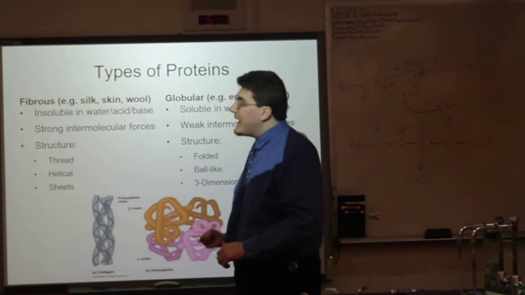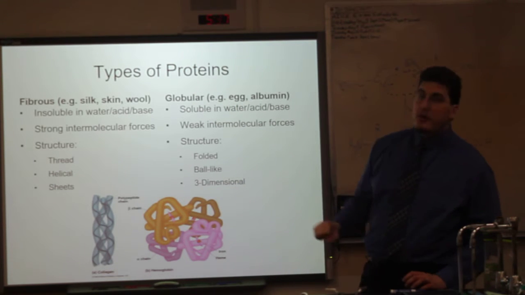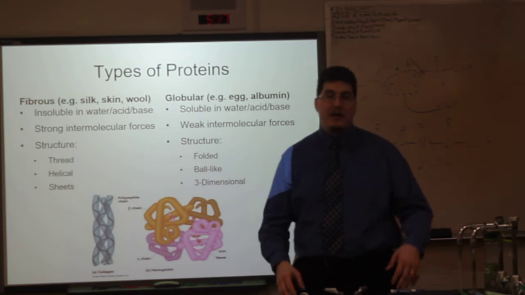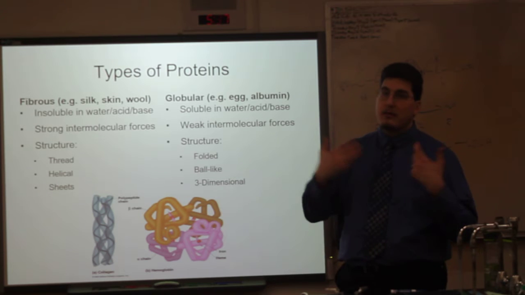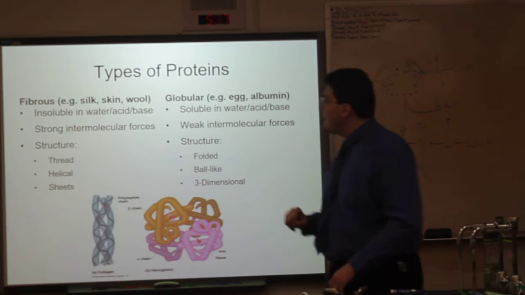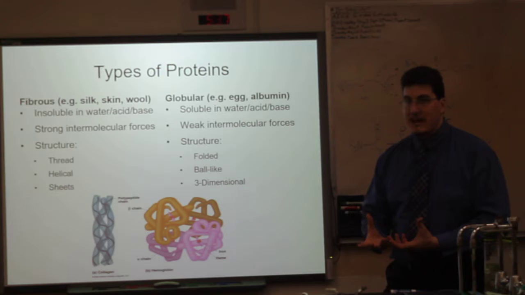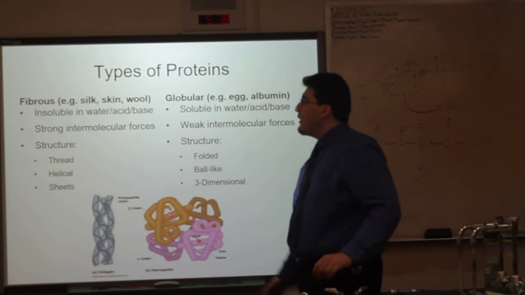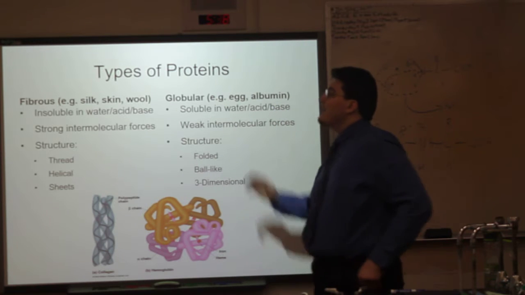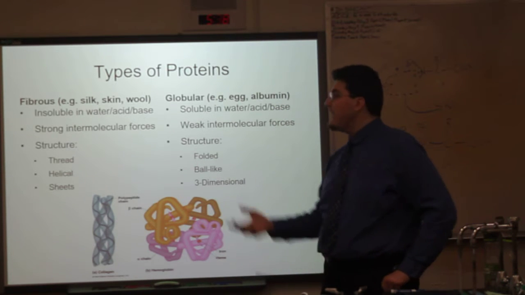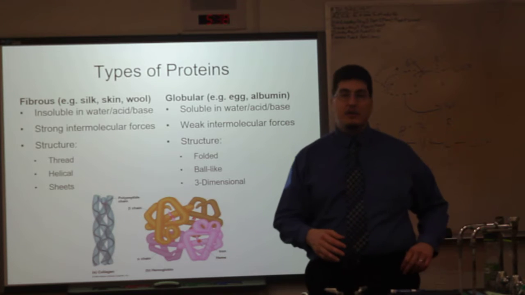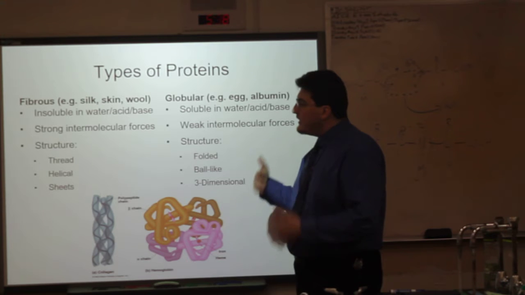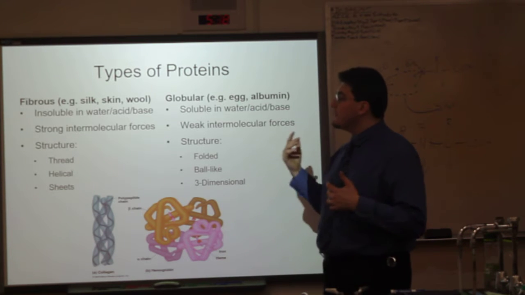which brings us to our 2 types of proteins, fibrous proteins and globular proteins. Fibrous proteins, as one might suspect, have a fibrous structure, a fiber structure, whereas globular proteins have a globe-shaped structure, a more rounded structure. So, fibrous proteins are insoluble in water, in acids, in bases. They have strong intermolecular forces that hold them together. They are a thread or a helical shape. They are often found in sheets as well.